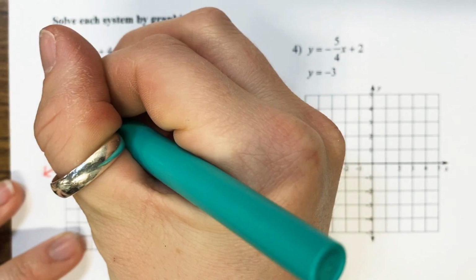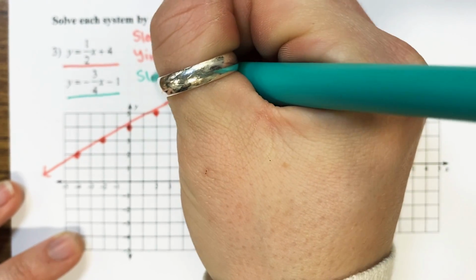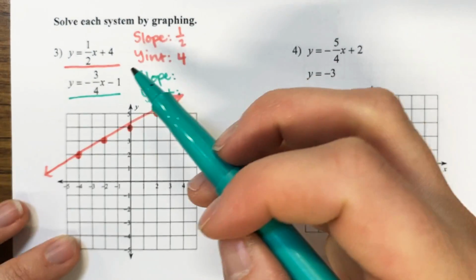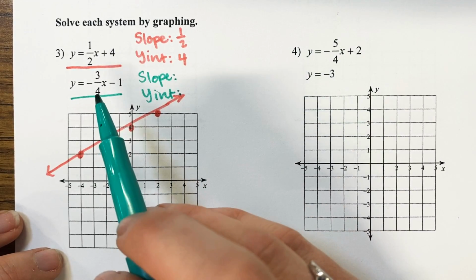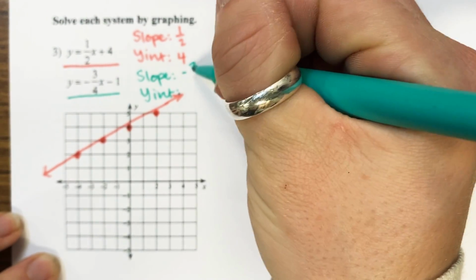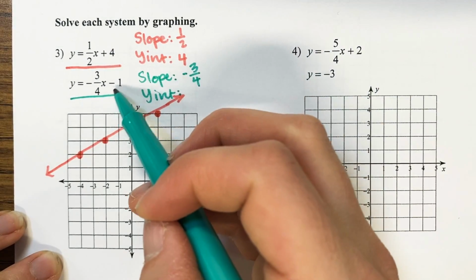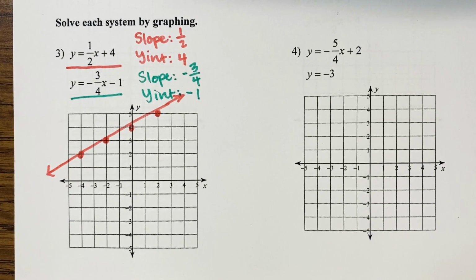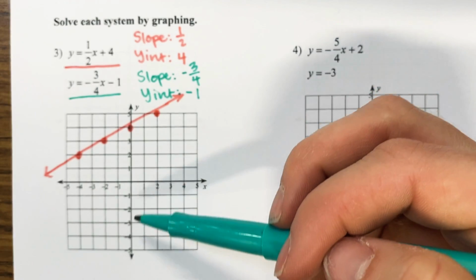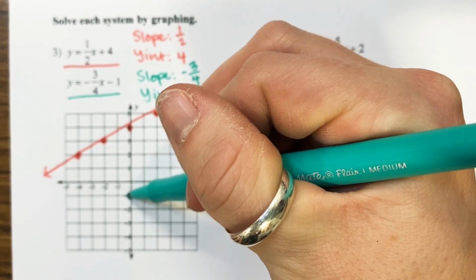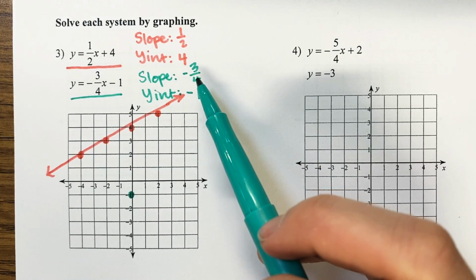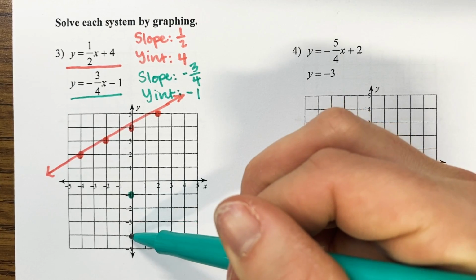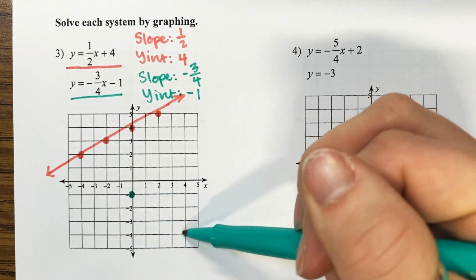Now I have my green line. We're going to do the same thing. Let's identify our slope and our y-intercept. For my green line, my slope is -3/4, and my y-intercept is -1. So we start with our y-axis; find -1 on your y-axis. Put your first point. Now, using my slope, I'm going to count to my next point. It's negative, so let's go down 3, 1, 2, 3, and over 1, 2, 3, 4.